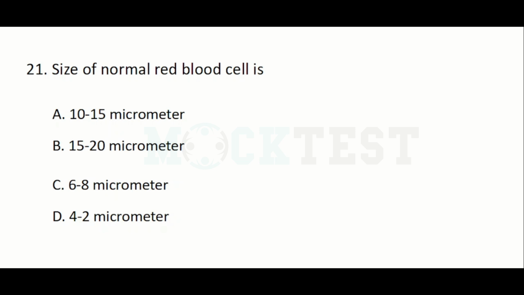Size of normal red blood cell is option A 10 to 15 micrometer, option B 15 to 20 micrometer, option C 6 to 8 micrometer, option D 4 to 2 micrometer. Size of normal red blood cell is 6 to 8 micrometer.